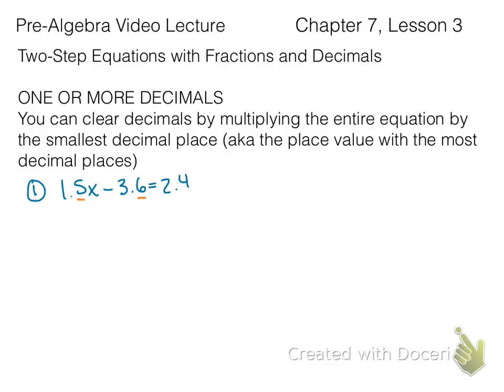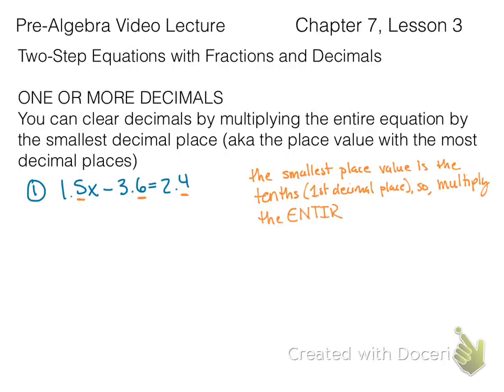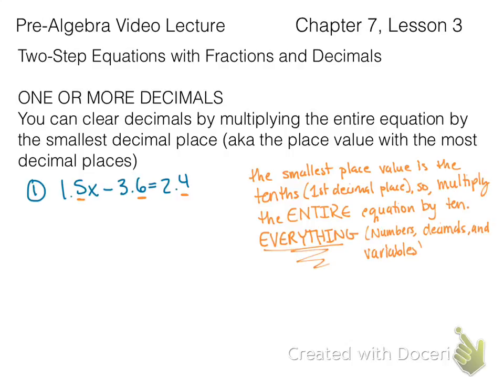So what is the smallest place value for this? Well, it's the tenths, which is the first decimal place. Remember, if it's the second decimal place, it's going to be the hundredths. If it's the third decimal place, it's the thousandths. So we're going to multiply the entire equation by 10. Tenths, 10, get it? So if it was hundredths, we'd multiply by 100. If it was thousandths, we'd multiply by 1,000.